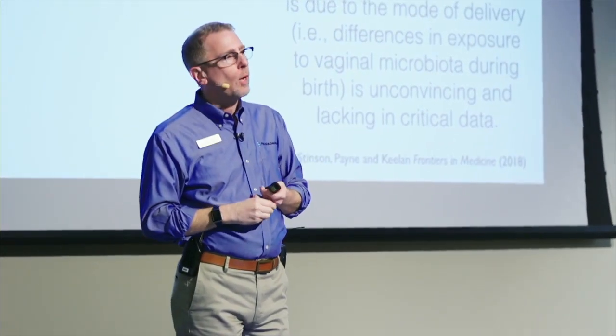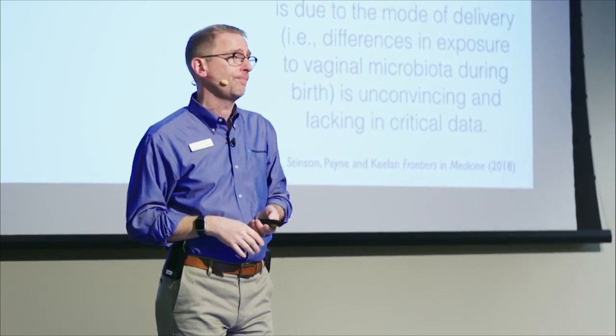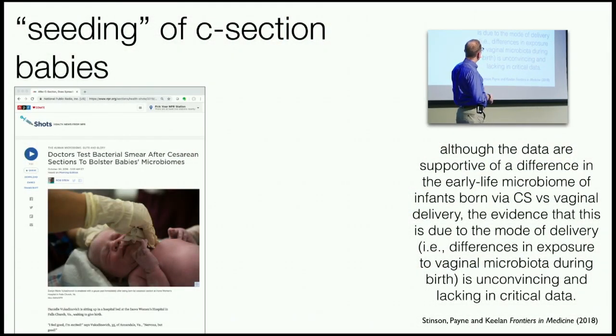This is an NPR story that came out recently that talks about a clinical trial to try to get a sense of whether that makes a difference or not. The authors of this paper in Frontiers in Medicine, from last year, say that although the data are supportive of a difference in the early life microbiome of infants born via C-section versus vaginal delivery, the evidence that this is due to the mode of delivery is unconvincing and lacking in critical data. For example, many of these women that have C-sections also have antibiotics, so we can't necessarily say the difference is because the baby traveled through the birth canal or not.